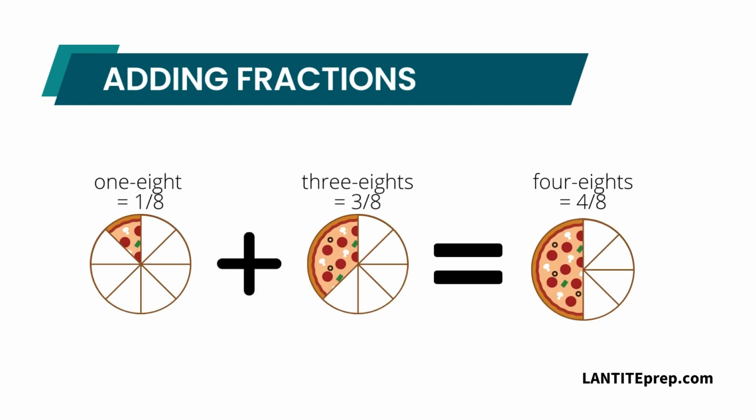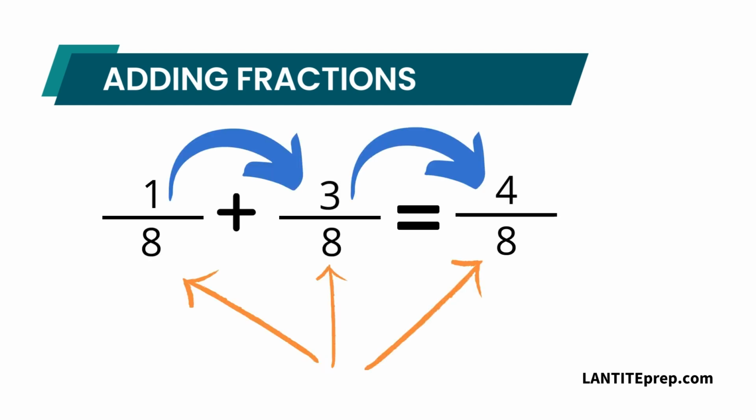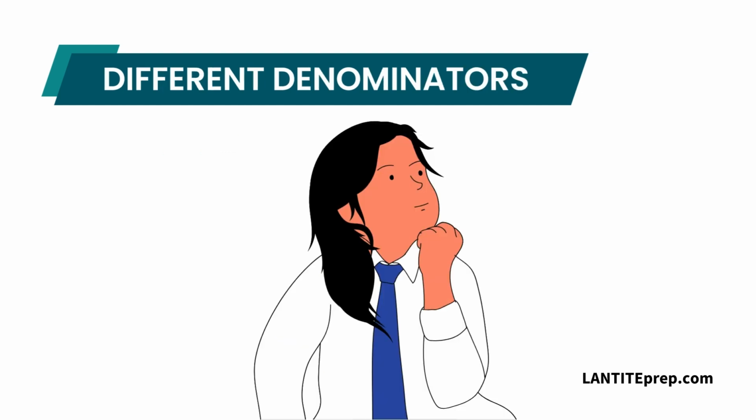With like denominators is simple. For example, 1/8 plus 3/8 equals 4/8. Notice that if the denominators are the same, we simply keep the denominator the same and add the numerator. Well, that's simple and all, but how about adding fractions with different denominators?